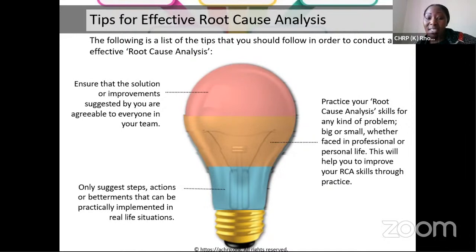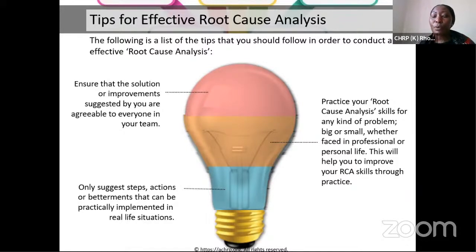In fact, we've said only suggest steps or actions or betterment that can practically be implemented in the real life situation. Don't be lost in the theory and the graphs, and the solution that you are giving is not practical. You remember even the courses that we were looking for, we said they must be actionable in real life because we exist in the real life.